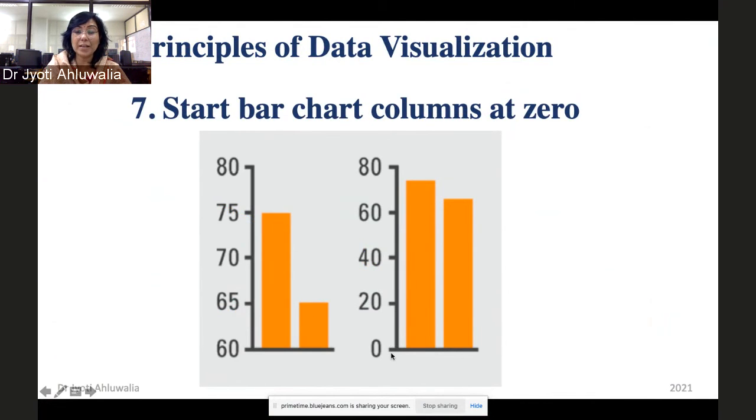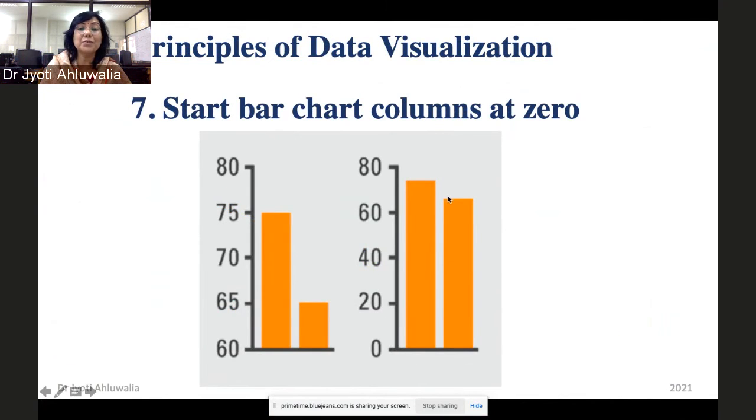But if you start the value from zero, the difference is not very substantial. Bar charts are used extensively in, say, figures for elections. If somebody wants to show that there is a huge margin between the winner and the loser in elections, they will use this graph. And if they don't want to show that there is a huge margin, they might use this graph. But the appropriate graph to use is this graph, because it should start from zero.